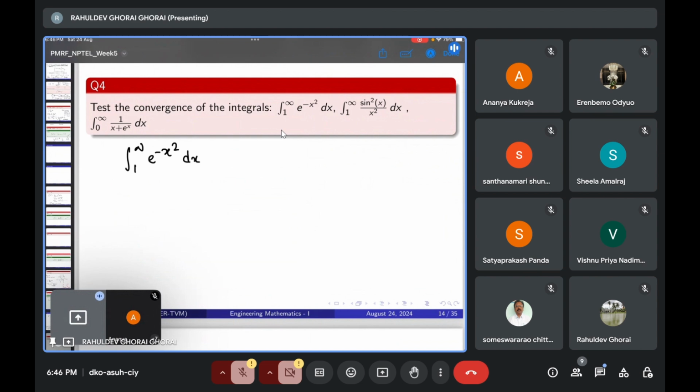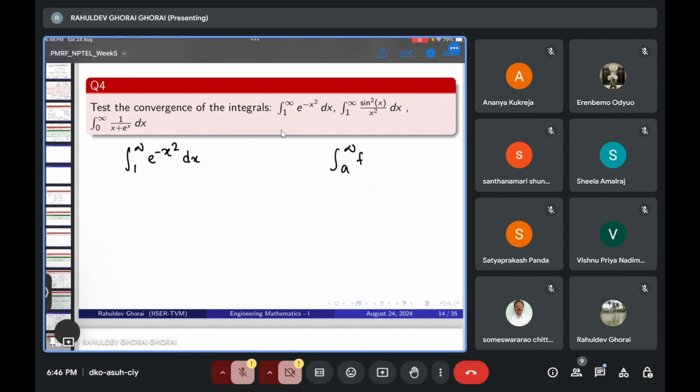What we usually do is try to find out whether, suppose we have the integral from a to infinity of f dx, and that is less than or equal to the integral from a to infinity of some known function g dx, and if this one is convergent, then this one will also be convergent. So this is like a comparison test.